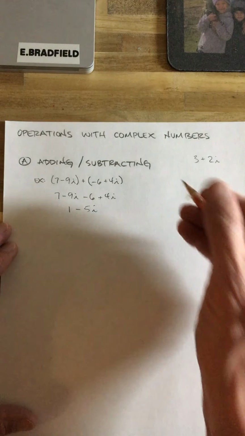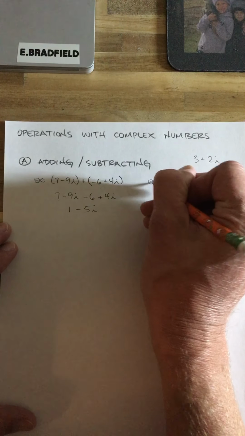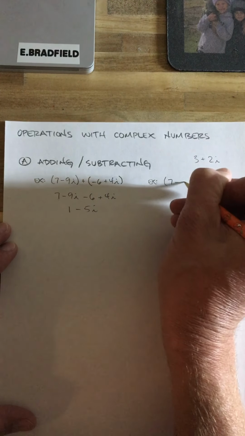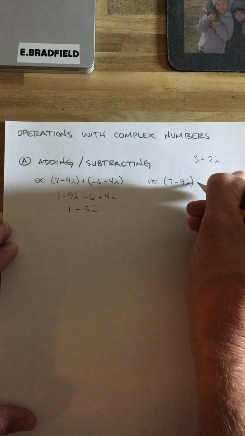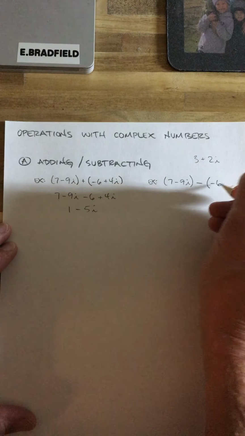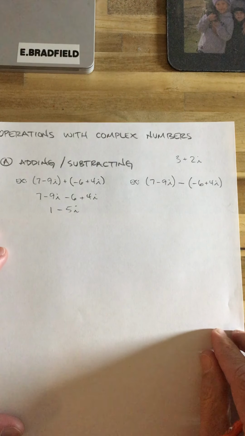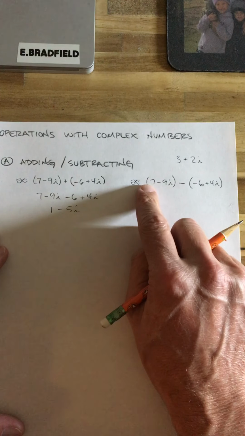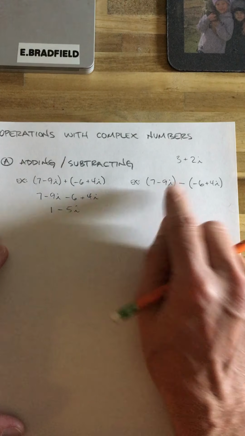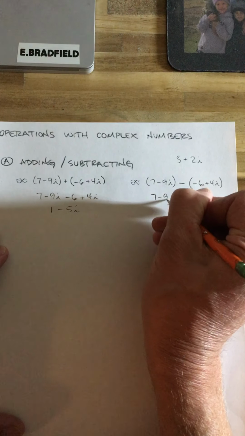Okay. Let's try a subtraction problem. We'll do the exact same thing. 7 minus 9i. This time I'm going to subtract negative 6 plus 4i. All right, so it's the same idea. Look out in front. If there's nothing written there, then go ahead and remove the parentheses. So we have 7 minus 9i.